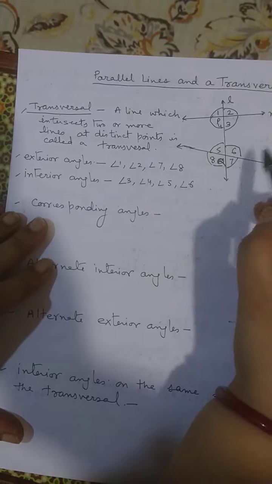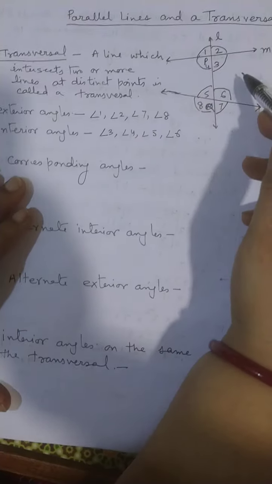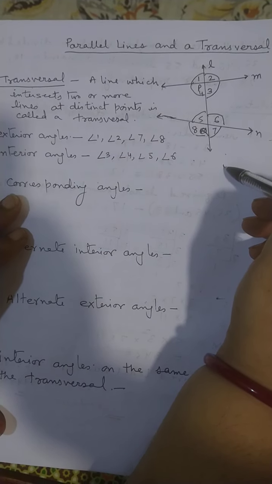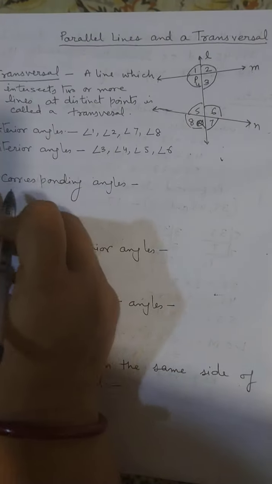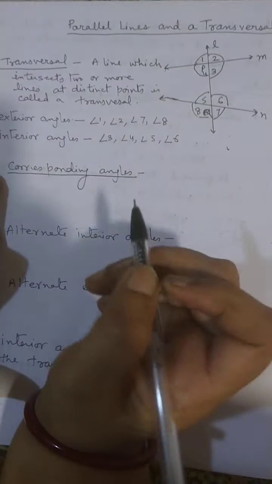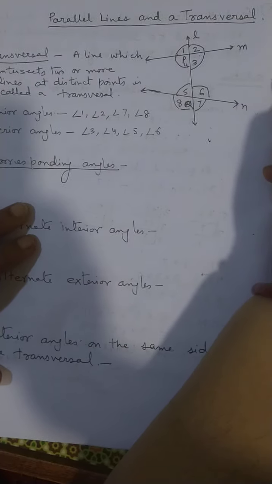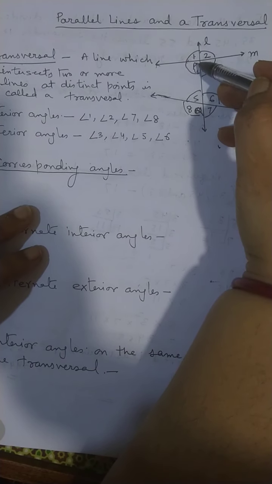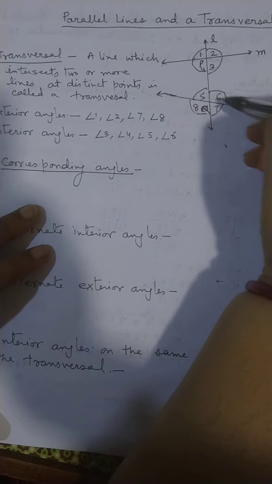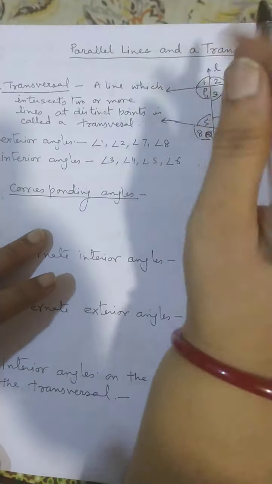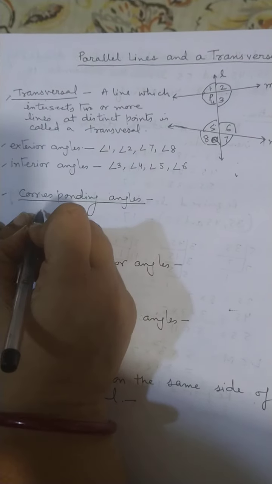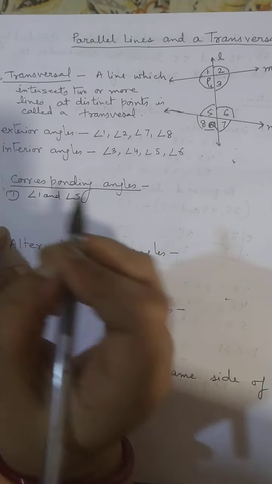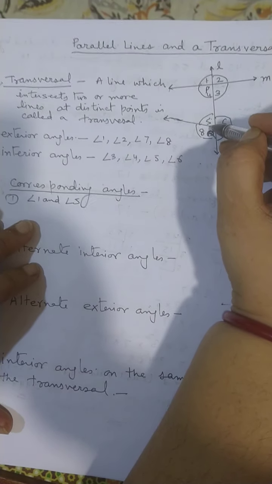Now we have different pairs of angles also when the two lines are intersected by a transversal. First is the corresponding angles. So which pair of angles are called corresponding angles? Just see here, angle 1 and angle 5. Angle 1 is above the line M, angle 5 is above the line N on the same side of the transversal. So angle 1 and angle 5 are the first pair of corresponding angles.